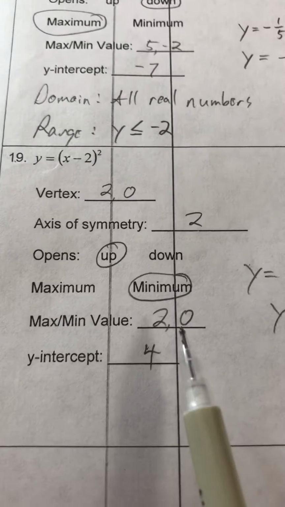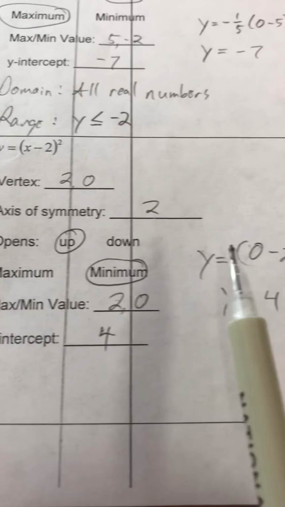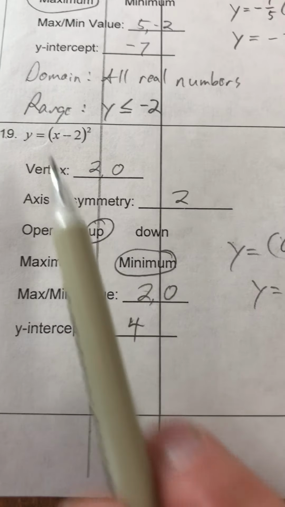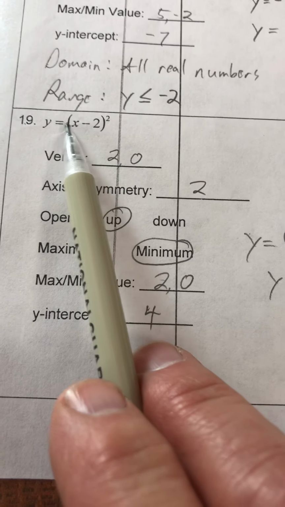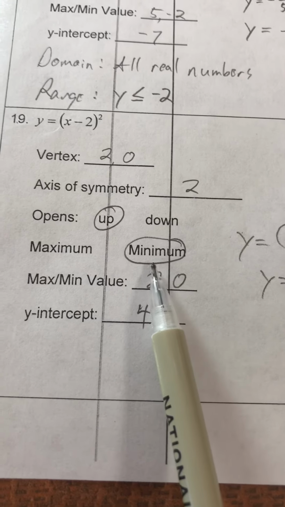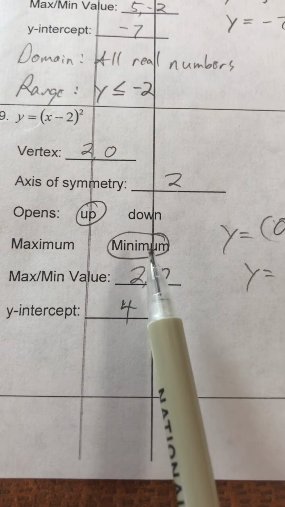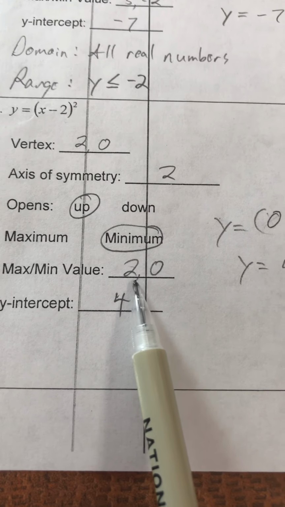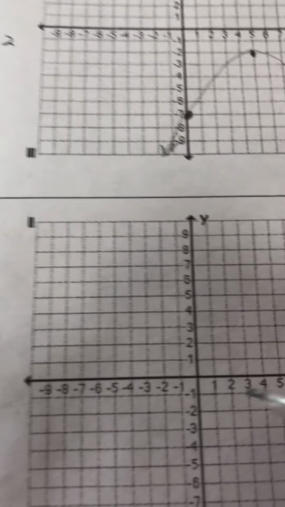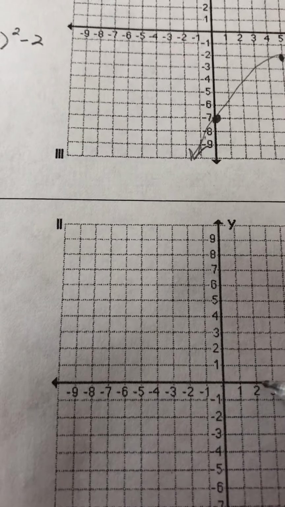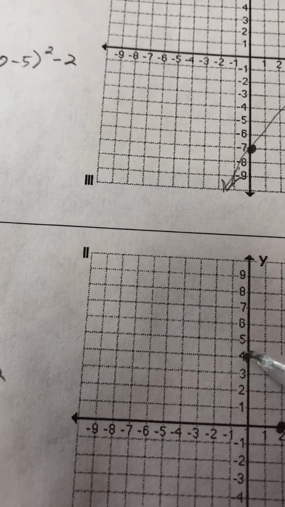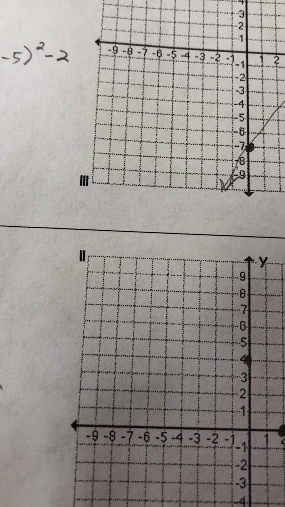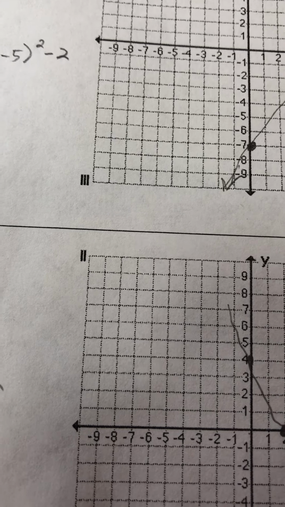Okay, 19 looks like this. Got the vertex, got the axis of symmetry. You know how to do that. It's positive, so it's going to open up. Smiley face, think of positive. If no negative there, so it's up. So it's going to look like a smile. Okay, and so that's going to be the minimum point. So the minimum point is going to be 2, 0. Y-intercept is 4. So 1, 2, 1, 2. So it's going to look like that.